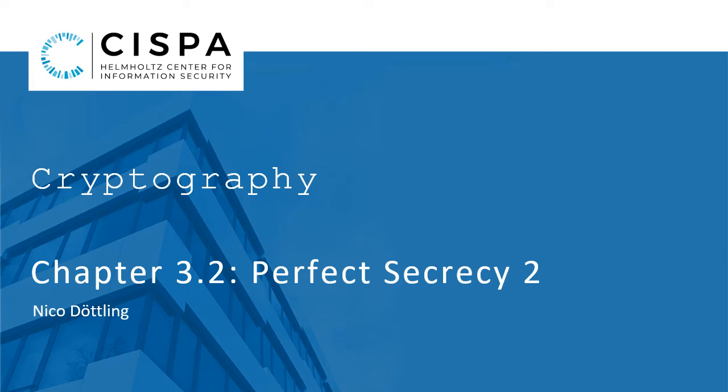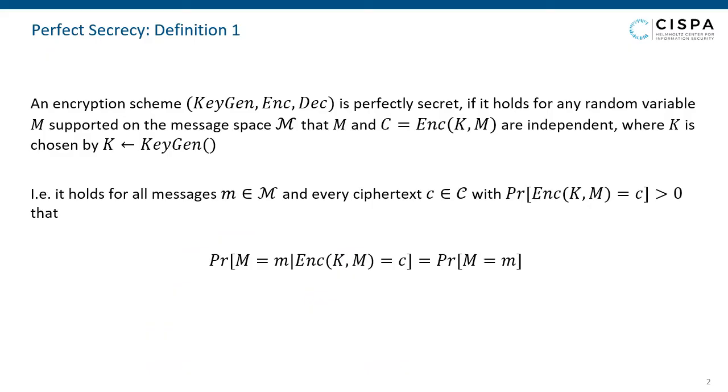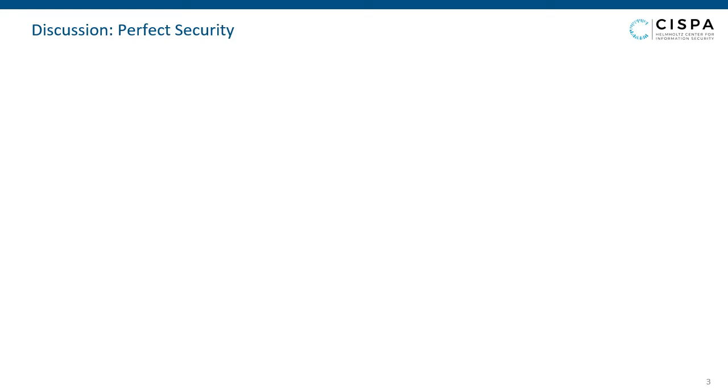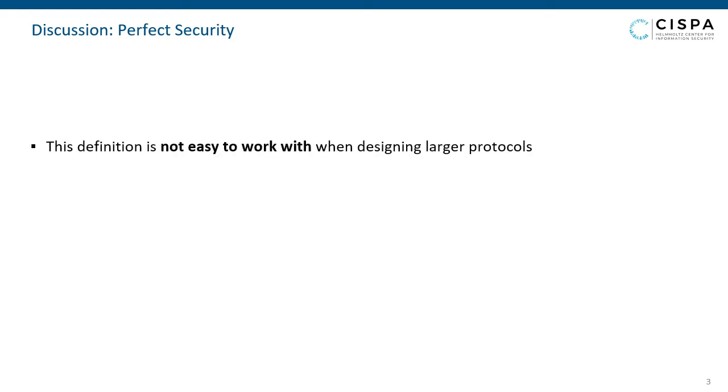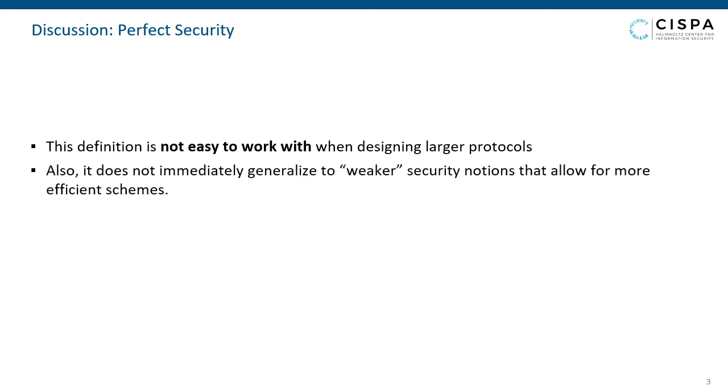Welcome back to the second part of this chapter on perfectly secret encryption. So last time we introduced Shannon's definition of perfect secrecy, which requires that ciphertexts are independent of the plaintexts they encrypt in a probabilistic sense. This definition, however, is not easy to work with when designing larger protocols. Also, it doesn't immediately generalize to weaker notions of security that allow for more efficient schemes.